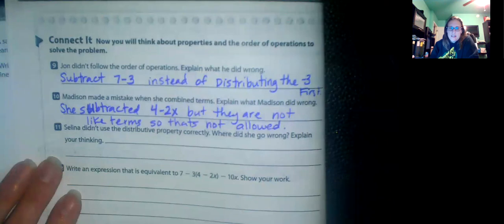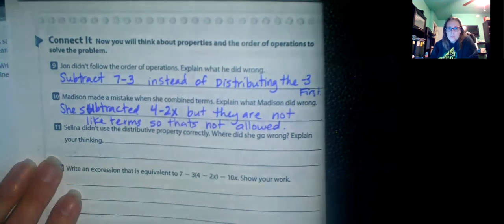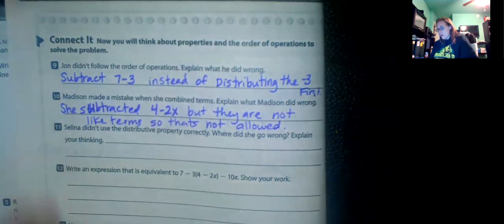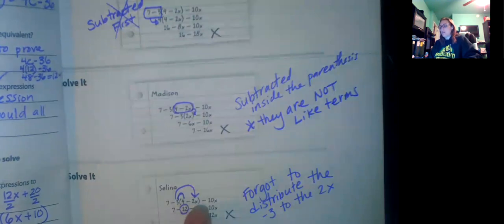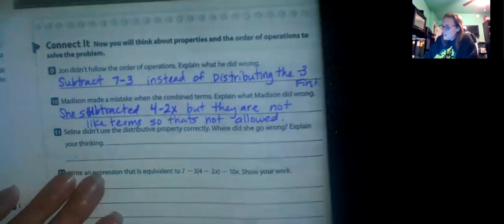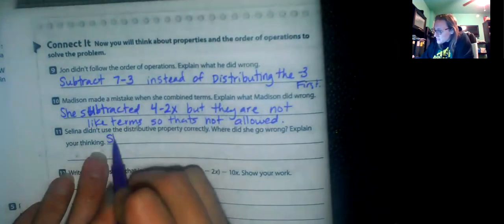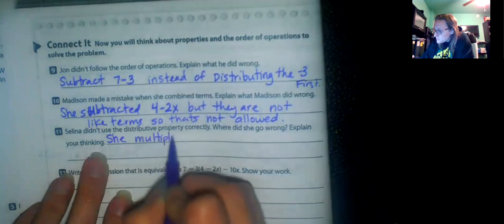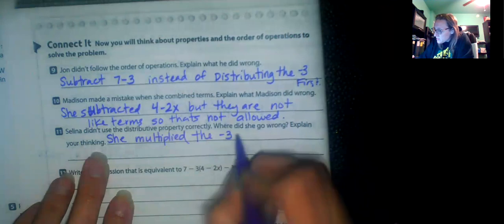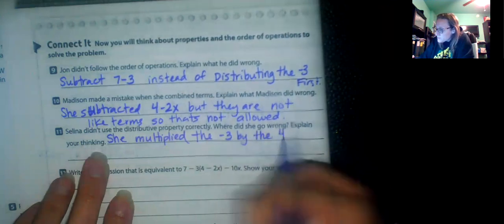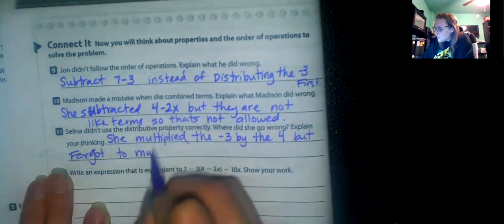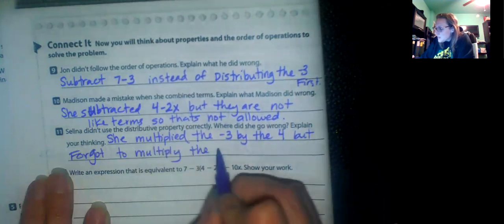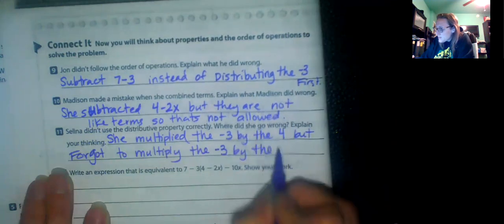Okay. Selena used the distributive property, but she didn't do it correctly. So where did she go wrong? So remember, she multiplied the 3 times 4, but she forgot to multiply that -3 times the -2. Okay. She multiplied the -3 by the 4, but forgot to multiply the -3 by the -2x.